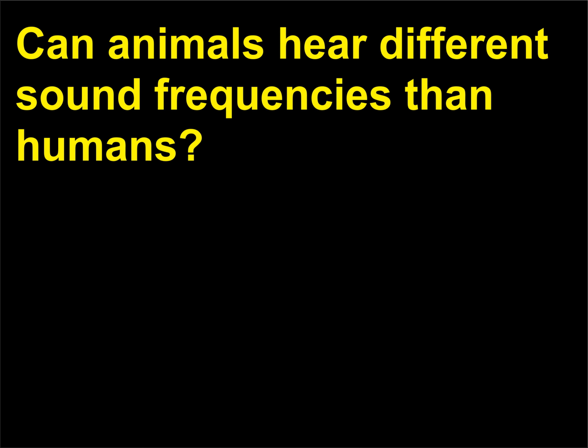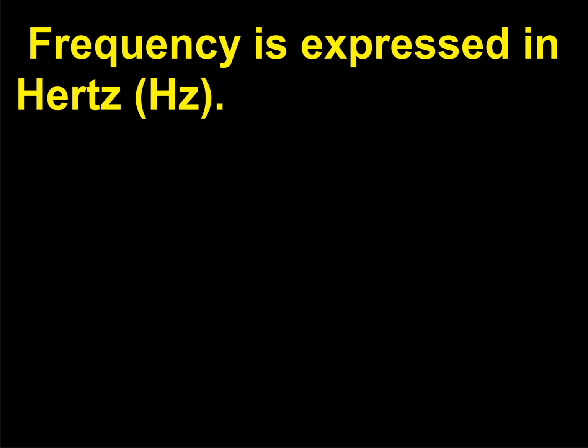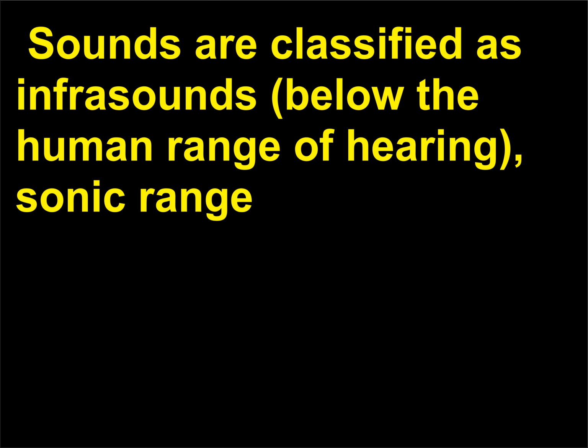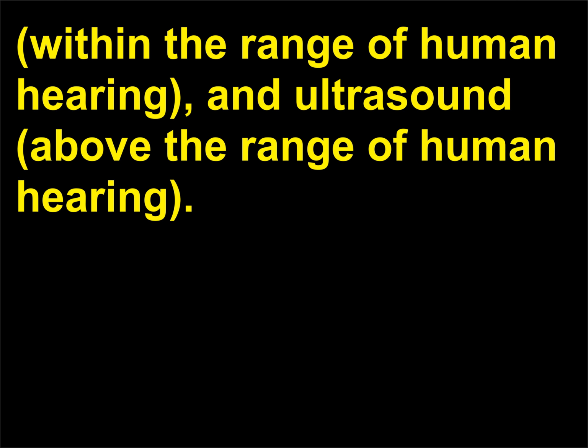Can animals hear different sound frequencies than humans? The frequency of a sound is the pitch. Frequency is expressed in hertz. Sounds are classified as infrasounds, below the human range of hearing; sonic range, within the range of human hearing; and ultrasound, above the range of human hearing.